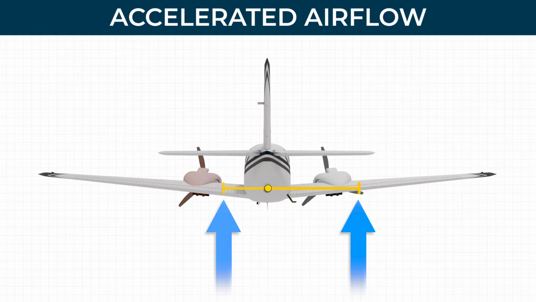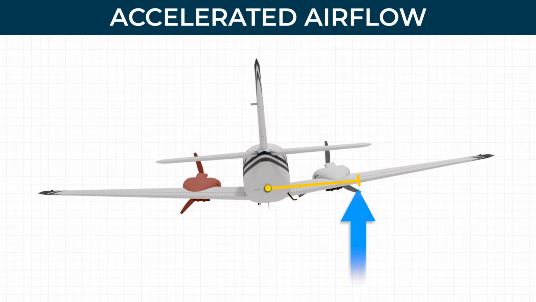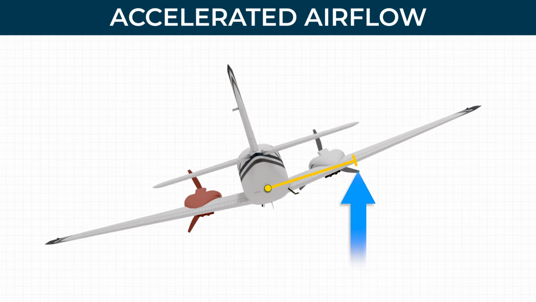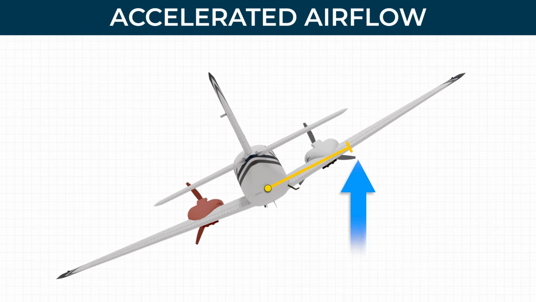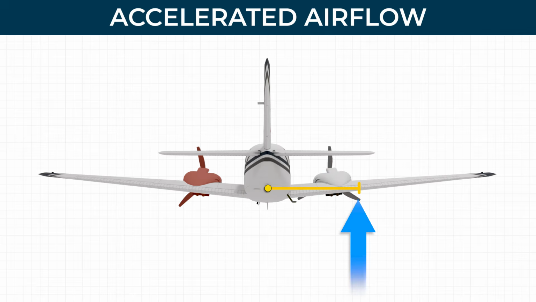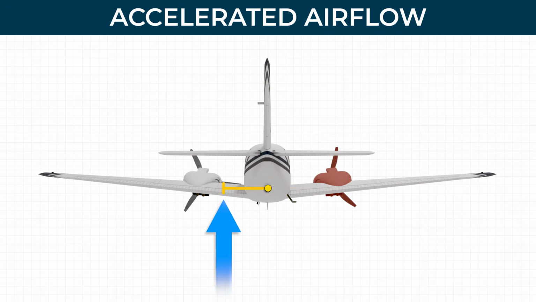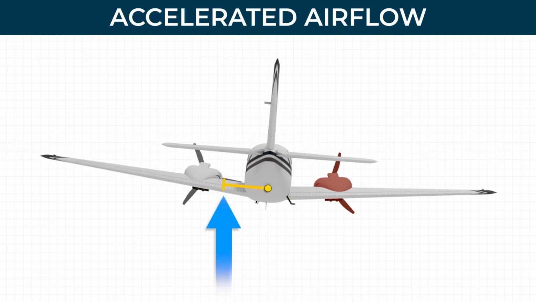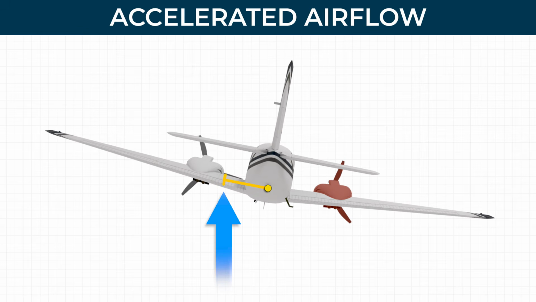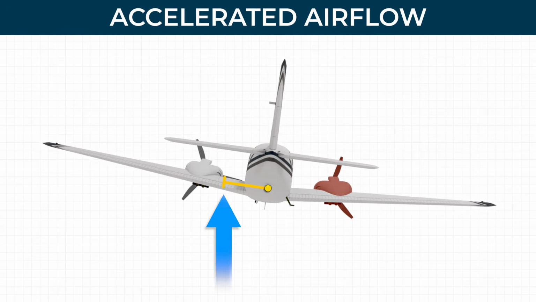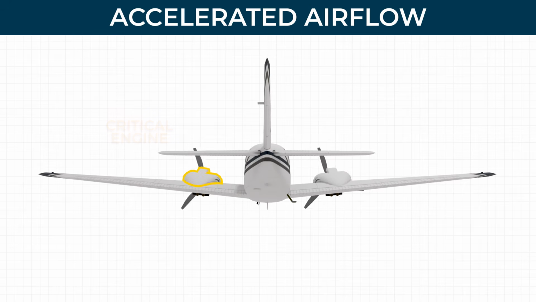So if the left engine fails, there is no more accelerated airflow from the left engine. And the accelerated airflow from the right engine with the greater arm amplifies the roll, more so than if the right engine fails, since the arm is shorter for the accelerated flow coming from the left engine. Once again, you can see how the left engine is the critical one.